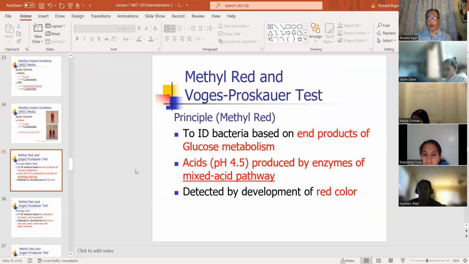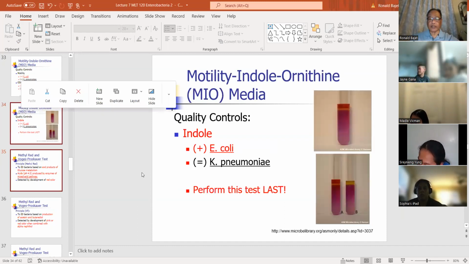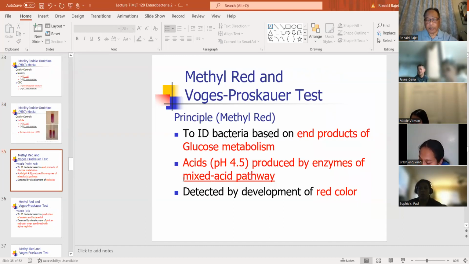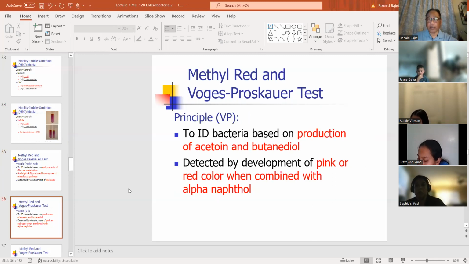Methyl Red Voges-Proskauer, there isn't a tube that we can use to observe this reaction, but if we're going to be doing the API strips, that does have Methyl Red and Voges-Proskauer wells, cupules that we can see the reaction. The Methyl Red portion of this test, we're looking for the production of enzymes in the mixed acid pathway and the end products of glucose metabolism. And what we're looking for is a red color after we add the methyl red reagent. For the Voges-Proskauer, the two end products are acetoin and butanediol. Make sure you know that. I think I may be asking you the end products of the Voges-Proskauer test, which is acetoin and butanediol.